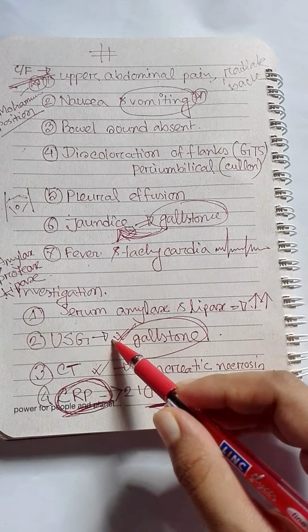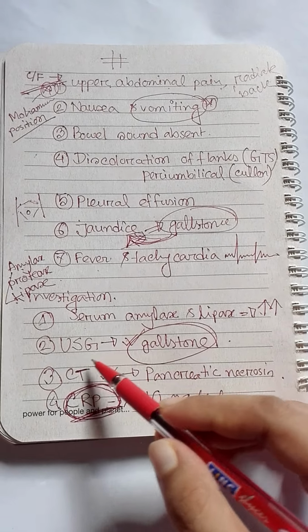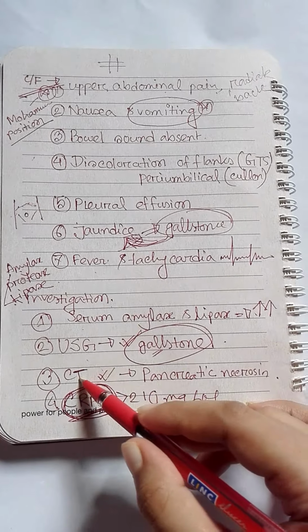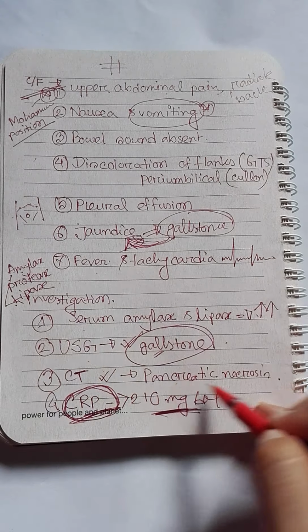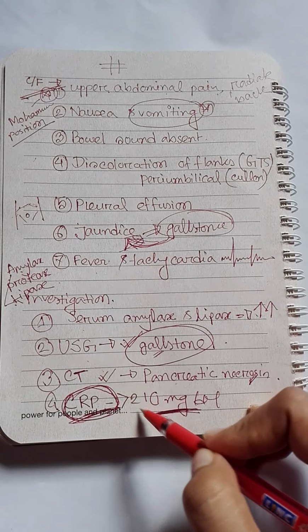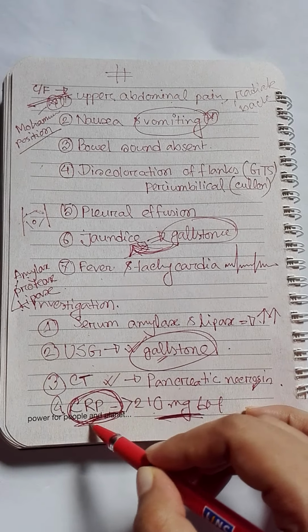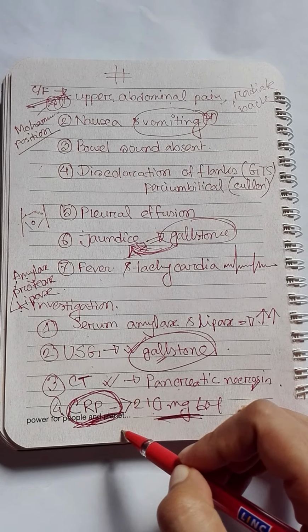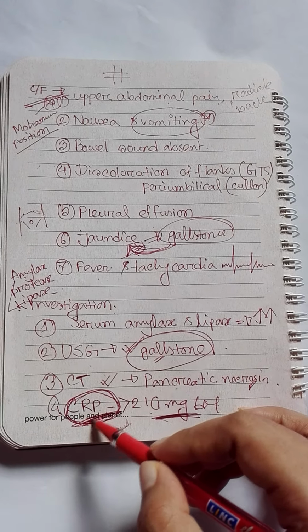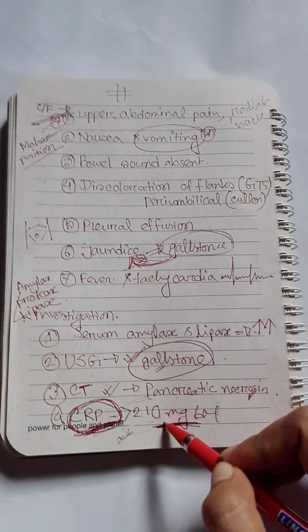Ultrasonogram in early stage: the pancreas is not swollen, but in late stage we can see that the pancreas is swollen and gallstone may be found. Then CT scan: pancreatic necrosis may be found, and CRP more than 210 milligram per deciliter, because the patient is in a catabolic state. This is autophagy of its own cell, so cytokines are released, then C-reactive protein is also increased.